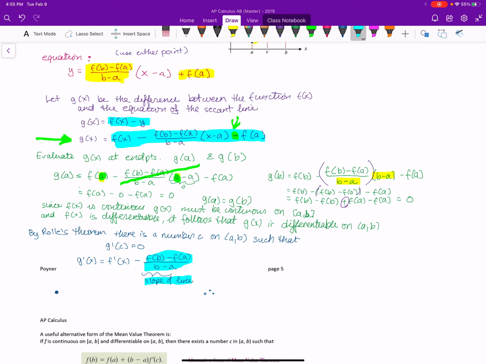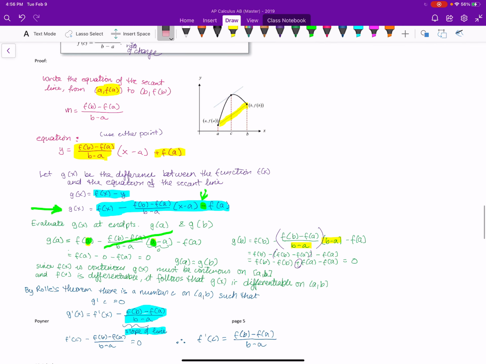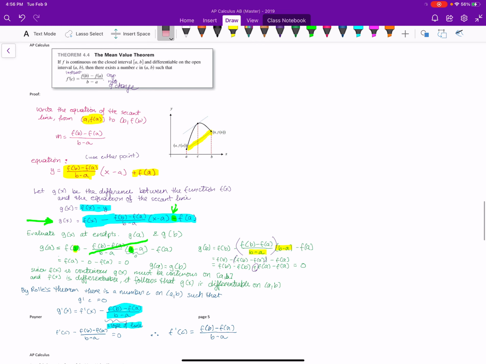So according to Rolle's theorem, I can take that g prime and set it equal to 0. So there's some value g prime of c that is equal to 0. So let's follow that logic. That means f prime of c, I'm substituting in a c for every x. So f prime of c minus f of b minus f of a over b minus a is equal to 0 using Rolle's theorem. And that means then we can conclude that f prime of c has to equal f of b minus f of a over b minus a. That is what we wanted to conclude based on Rolle's theorem. So we're using Rolle's theorem to help us prove the mean value theorem.